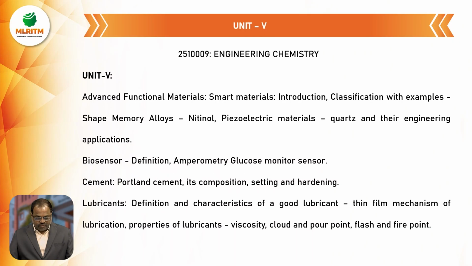Unit 5. Advanced functional materials. In advanced materials, the first one is smart materials. Introduction, classification with example, shape memory alloy, nitinol, piezoelectric materials, quartz and their engineering applications. Biosensors. Definition, glucose monitor sensors. Cement. There are a number of cements, but we discuss only Portland cement and its composition, setting and hardening process.